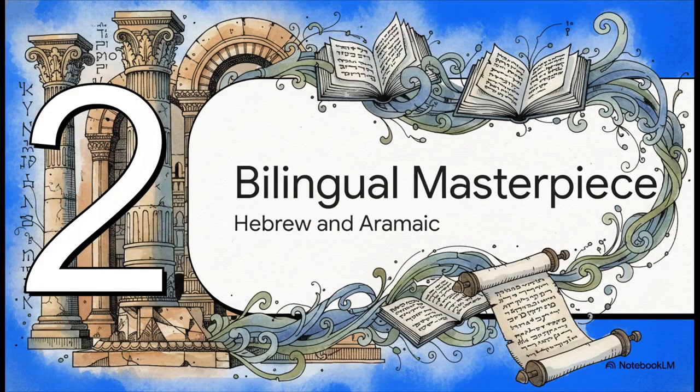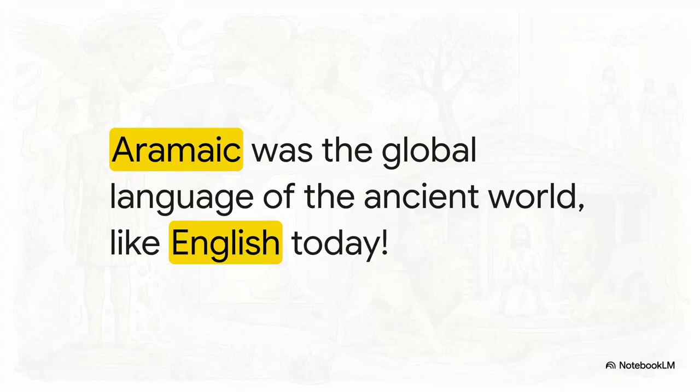Moving right along to Section 2, a bilingual masterpiece. So here's a wild fact. A huge portion of Daniel isn't even written in Hebrew. It's actually written in Aramaic. And Aramaic was basically the lingua franca, the global language of the ancient world. Think of it like this. If you travel globally today, you can usually get by using English. Well, in the ancient Near East back then, you got by with Aramaic.